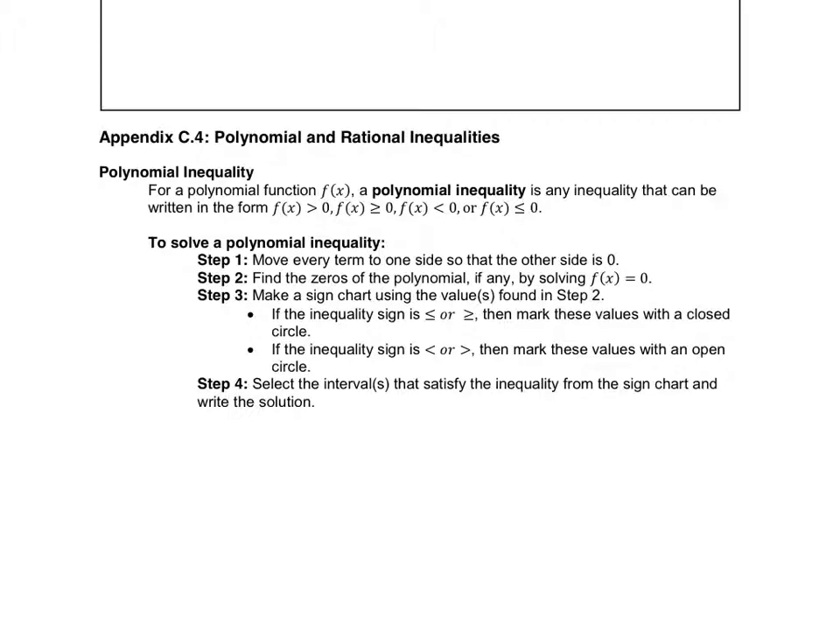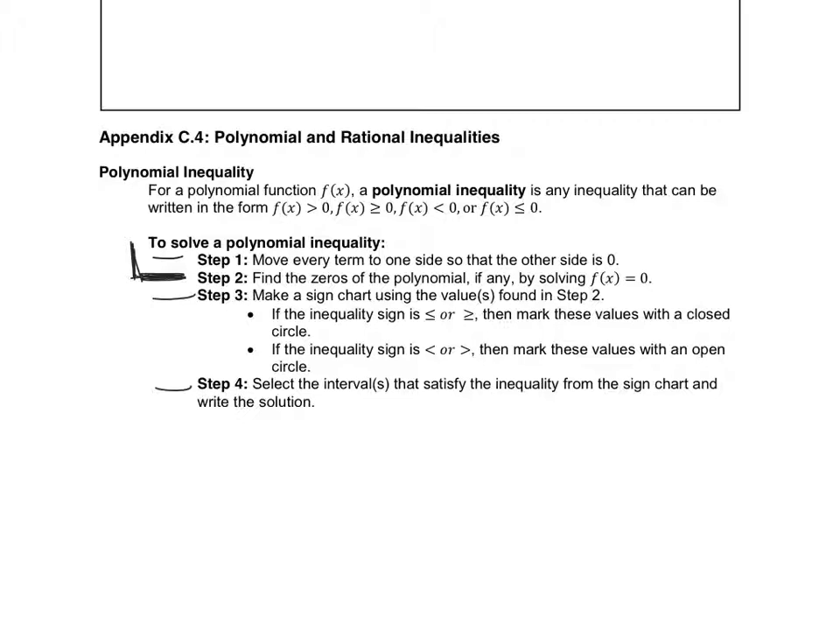Now we're going to move away from equations, and we're going to talk about polynomial and rational inequalities. So here are the steps that are lined out to solve. We have 4 different steps. So the first step is going to be make sure that you move every term to one side so that the other side is 0, set equal to 0. Find the zeros of the polynomial. So this is what we've been doing up until this point with equations. So we're kind of adding in some more steps.